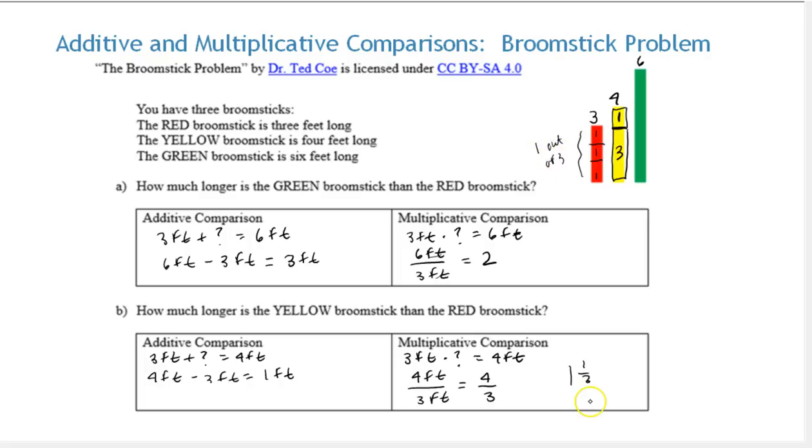or 1 1/3. Now notice if we write 1 1/3 as a mixed number or as an improper fraction, 3 times 1 is 3 plus 1 is 4/3. So that's another way to see in terms of the copies how this connects to the idea.